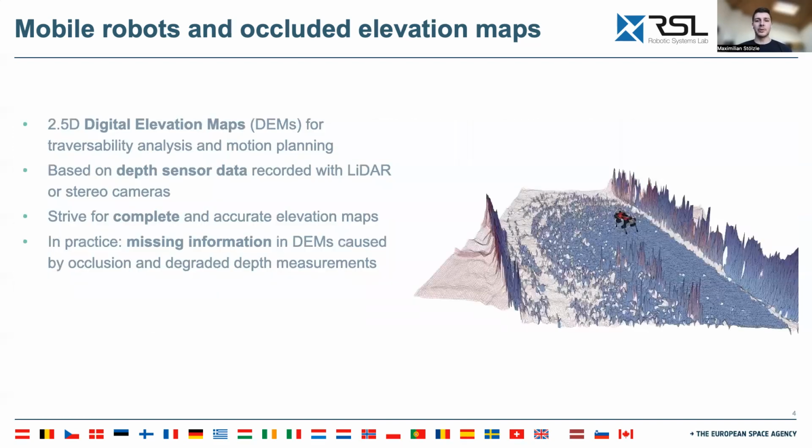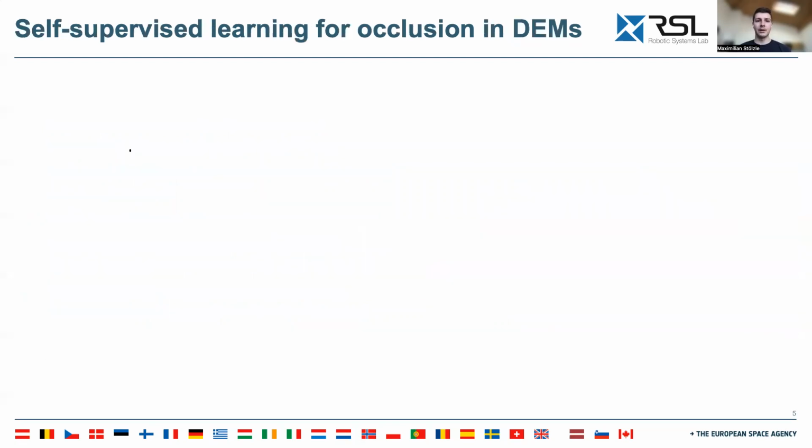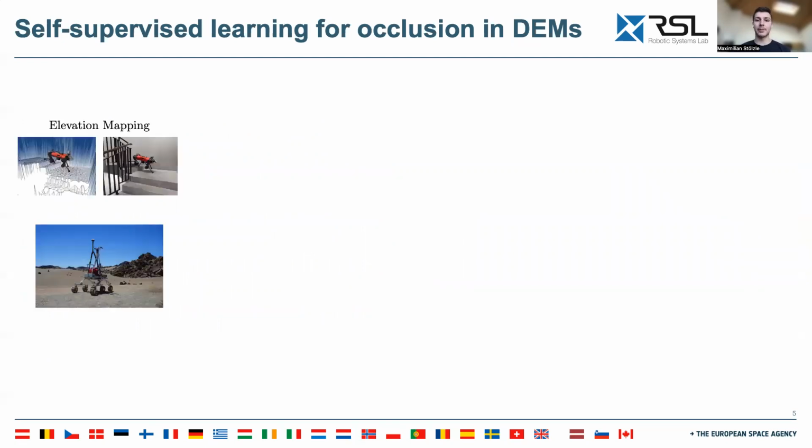The naive solution would be to use supervised learning to train a neural network to reconstruct the missing elevation information. However, in real-world datasets, there is rarely ground truth information available, which is required for supervised learning. We aim to bridge this gap by introducing a self-supervised learning strategy, which does not require access to ground truth information. We consider elevation maps generated by all kinds of mobile robots, such as, for example, legged robots or planetary robots. Conventional elevation mapping strategies generate partially occluded DEMs.